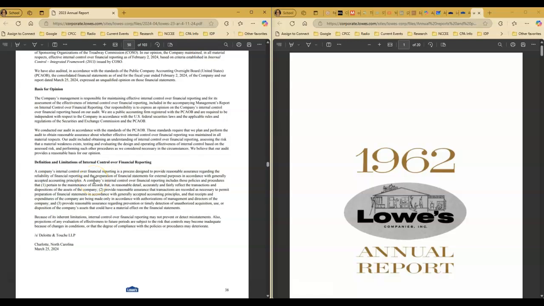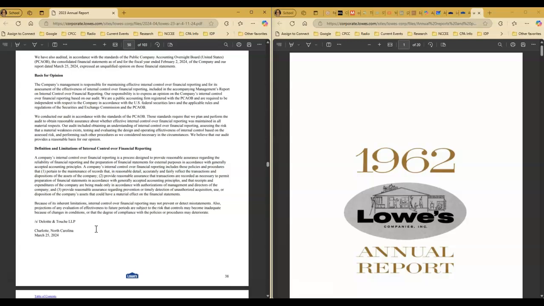So, let's see. So then they give us a little bit of information there. Now, this says, though, ooh, interesting. Because of its inherent limitations, internal control over financial reporting may not prevent or detect misstatements. Also, projections of any evaluation of effectiveness to future periods are subject to the risk that controls may become inadequate because of changes in conditions or that the degree of compliance with the policies or procedures may deteriorate. That's not a good indication that Lowe's internal controls are effectively in place.